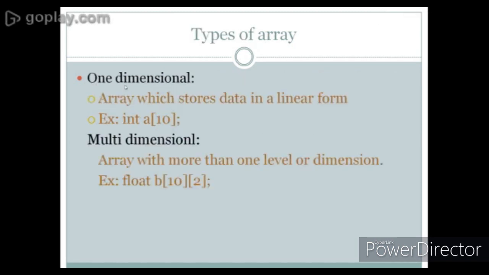There are two types of array. They are one-dimensional array and multi-dimensional array. An array which stores data in a linear form is a one-dimensional array. Example, integer a, array a of size 10, semicolon to end the statement. And a multi-dimensional array has more than one level or dimension, that is, more than one size. So example, float b of 10 and 2. Here this is a two-dimensional array with 10 rows and the number of columns is 2.